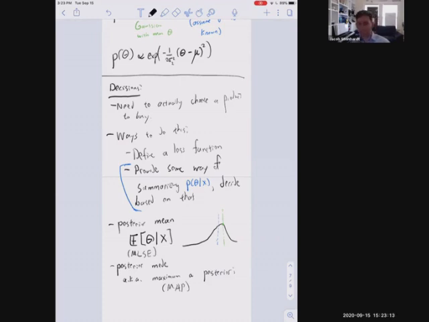The A stands for A. So MAP is maximum a posteriori. I don't know what a posteriori means in Latin, but I think it's something like from the posterior. Yeah. So that's just some terminology, and these are useful single numbers you could use to summarize the distribution.